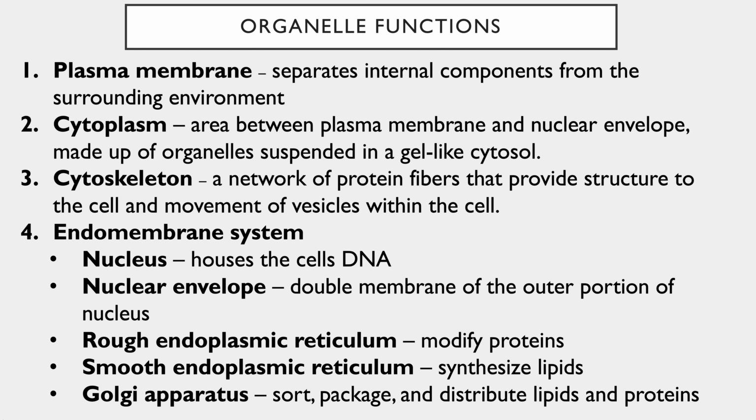The rough endoplasmic reticulum, which is connected technically to the nuclear envelope and essentially modifies proteins. The smooth endoplasmic reticulum's job is to synthesize lipids that the cell may need for other functions. And then lastly, the Golgi apparatus, which will take modified proteins in the endoplasmic reticulum and sort, package, and distribute them along with some lipids to various locations within the cell or outside of the cell.